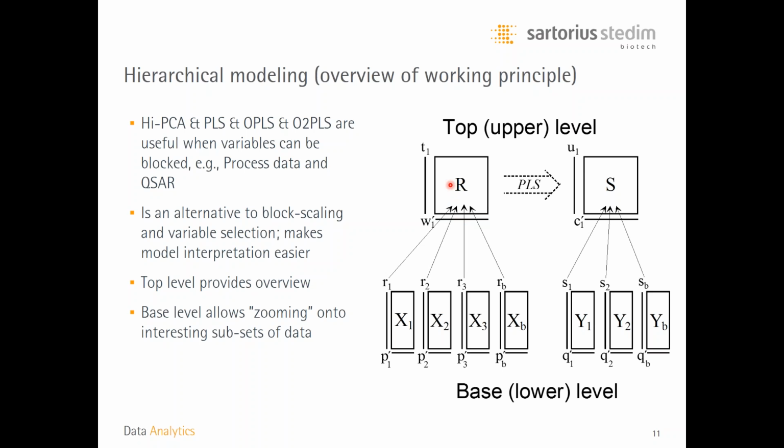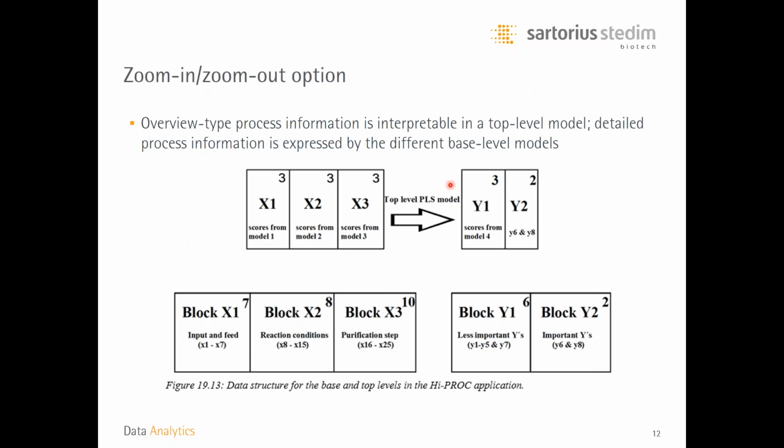So the base level allows zooming into interesting subsets of data, and zooming out we have the top level where we're more looking at the superficial information. And I emphasize that this description is just a schematic. Of course, you may have more than 2 layers in the hierarchical chain of models or the hierarchical web of models. You can have 3 levels and 4 levels.